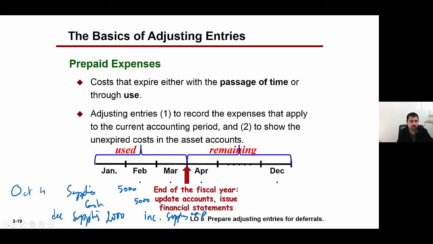So what do you do? You wait until the end of the accounting period and then you look at how much you still have on hand. This is where you look at the remaining part. So at the end, you see that this is how much you still have. Let's say at the end, the value of the supplies was $3,000. That means that during the month of October, we used $2,000 in supplies. And as a result, those are supplies expense. Those are expenses that we use in order to generate revenues.